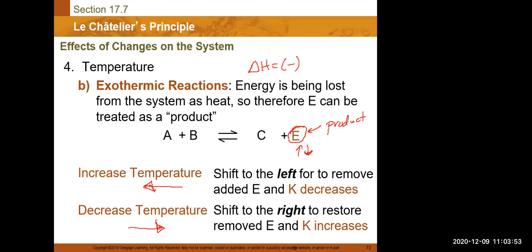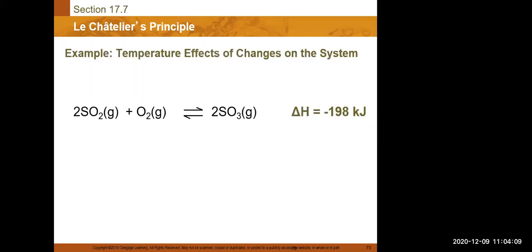So it definitely is based on whether it's exothermic or endothermic as to what is happening. Any questions on temperature? So let's take a look at one here. Let's do some different questions.